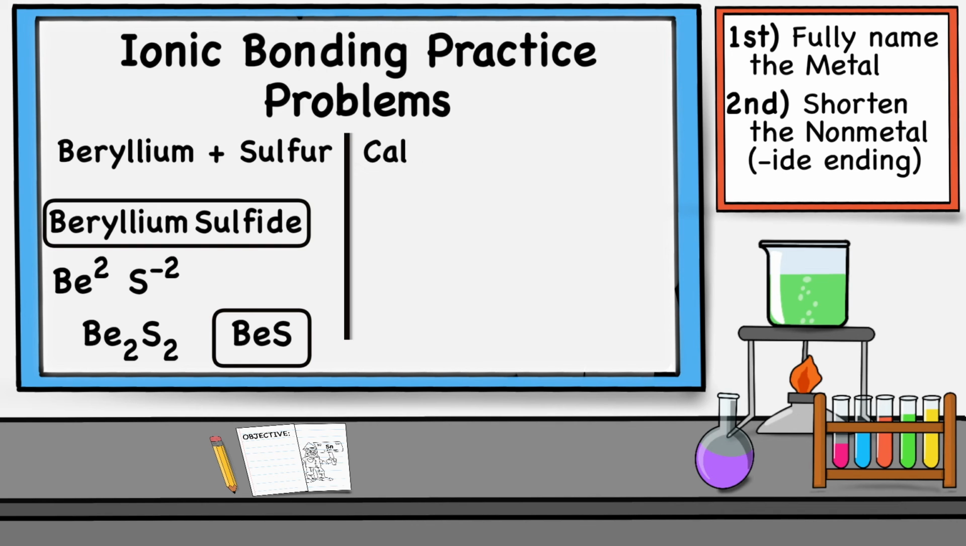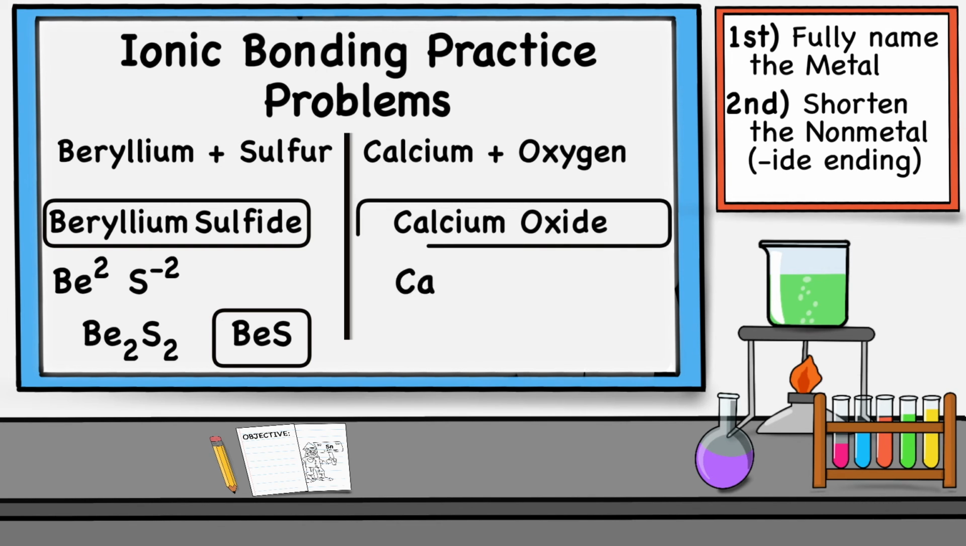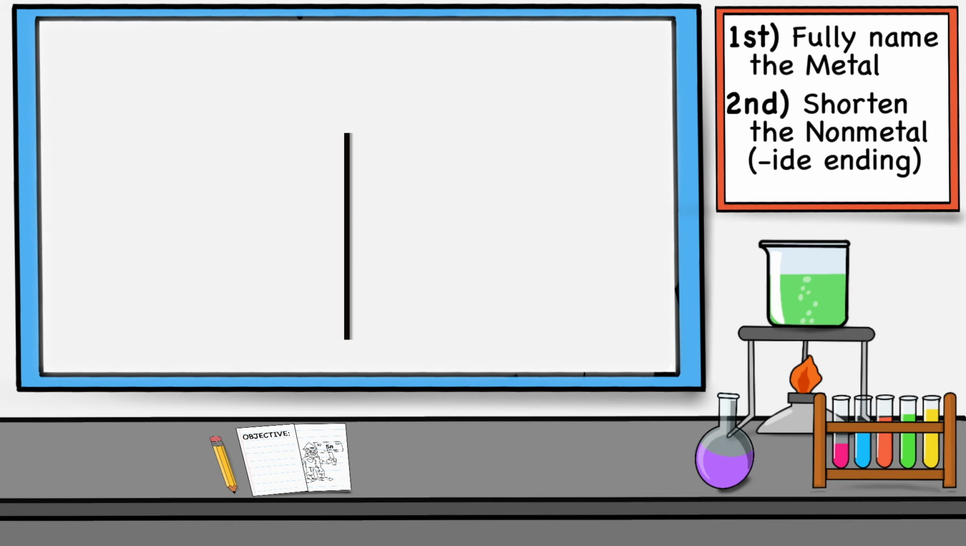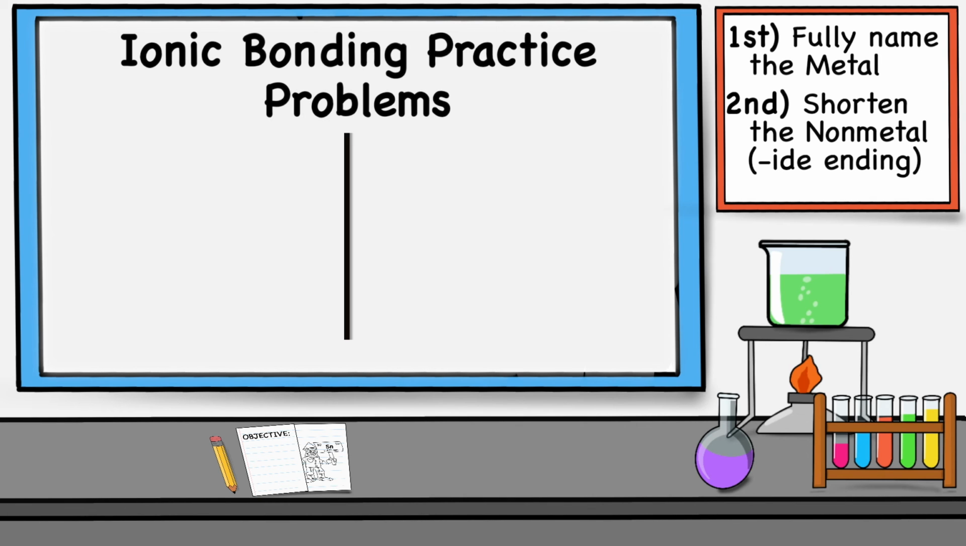Okay, so now we have calcium and oxygen. Okay, if we write those down, we have calcium Ca and oxygen O. Calcium has an oxidation number of a +2, and oxygen has an oxidation number of a -2. If we cross those, we get Ca2O2, which we can reduce out to CaO by just taking the 2's out of both ends, which is calcium oxide. Now we can talk about transition metals.